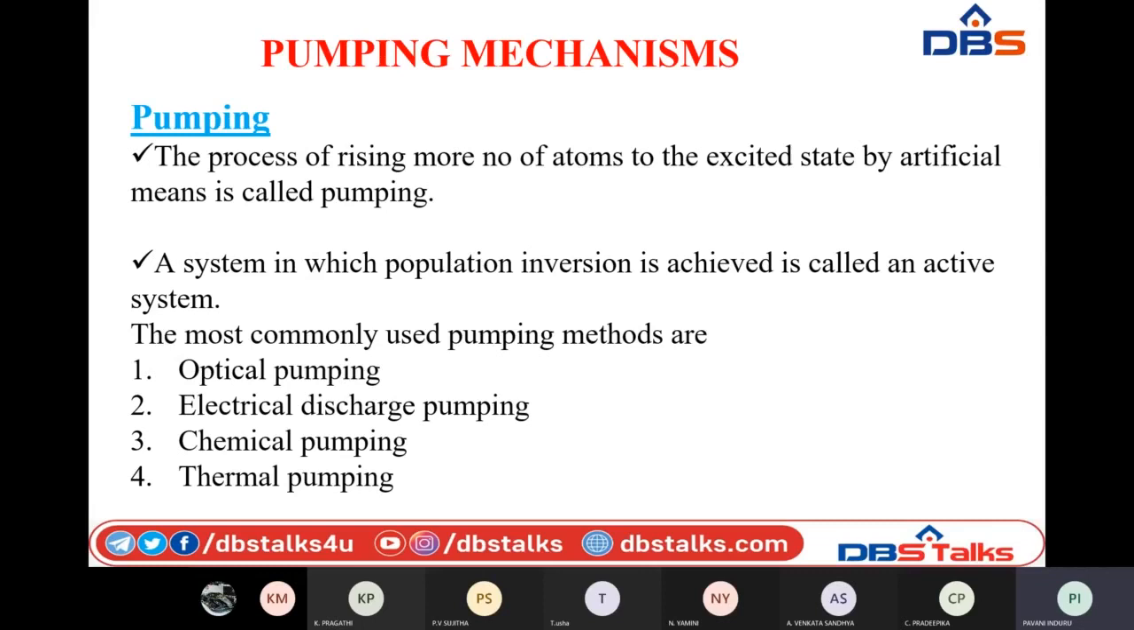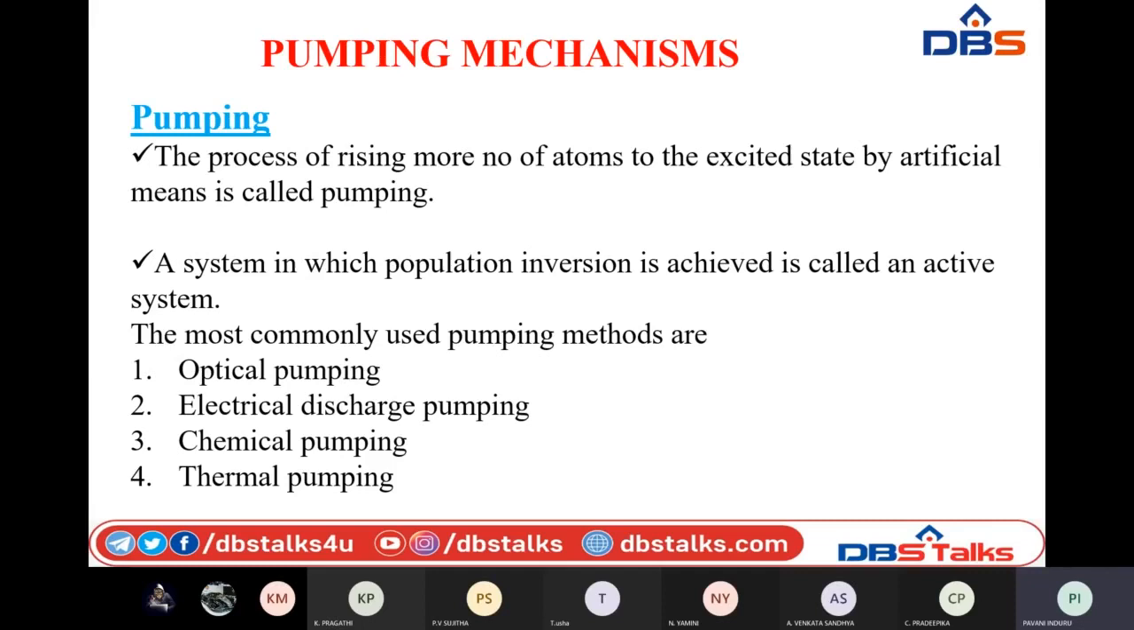So whenever population inversion dominates, only then is there a chance of stimulated emission taking place. That is why it is necessary to raise the number of atoms from the lower energy levels to the upper or higher energy levels. So the process of raising more number of atoms to the excited state by some artificial technique is called pumping. Here a system in which the population inversion is achieved is called an active system. This is the main basis, in which the stimulated emission takes place.